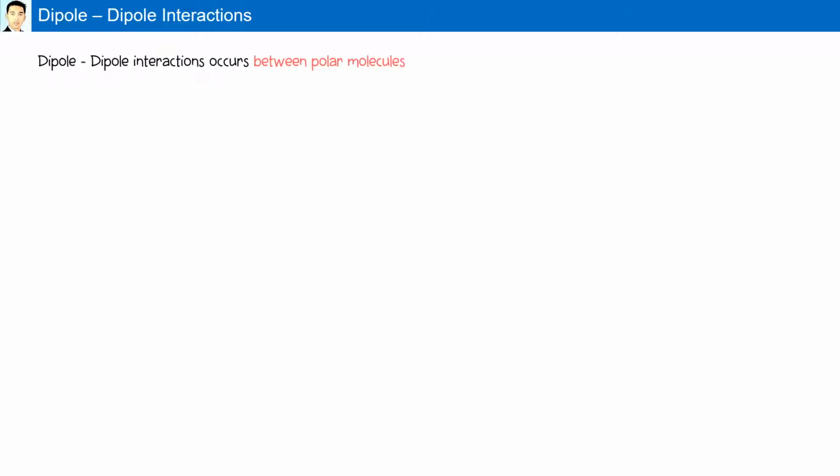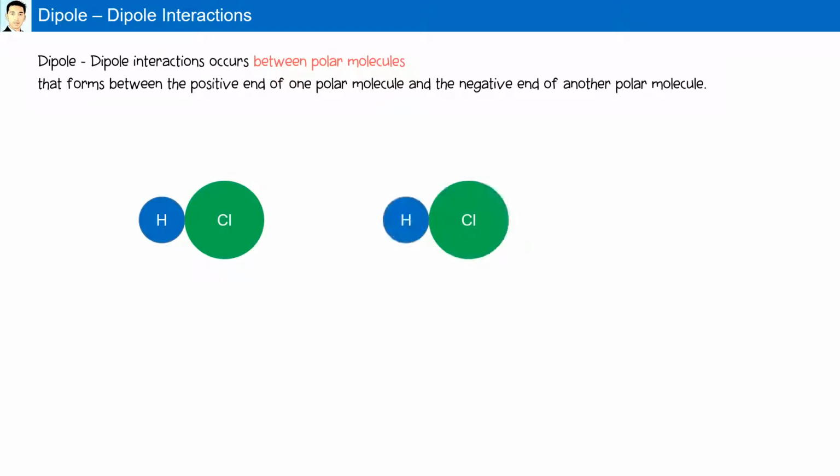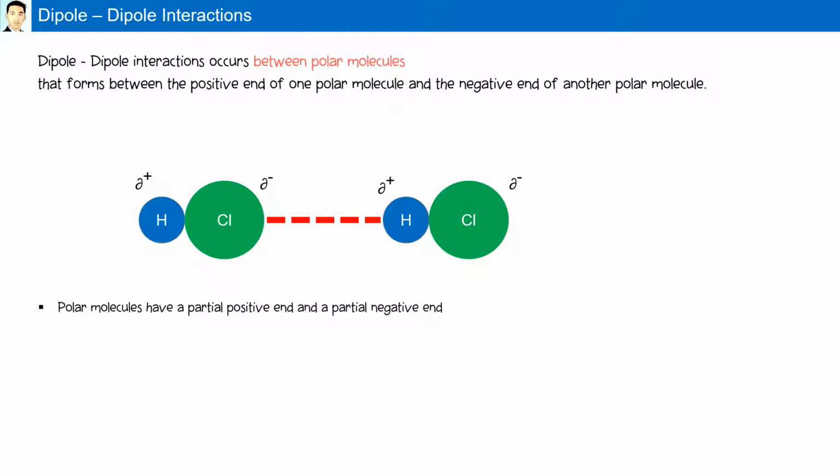Dipole-dipole interactions occur between polar molecules. They form between the positive end of one polar molecule and the negative end of another polar molecule. Here we have HCl. One side is partially positive and the other is partially negative, and a dipole-dipole interaction occurs between them. Polar molecules have partial positive and negative ends. The partial positive end of a polar molecule is attracted to the partial negative end of another.